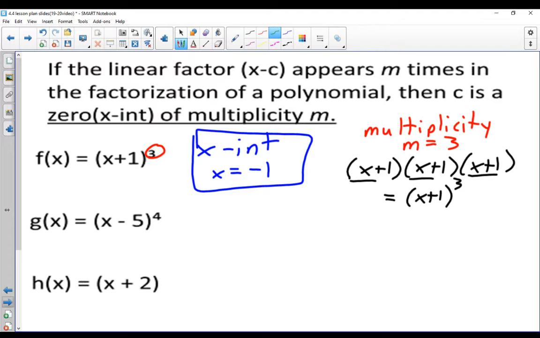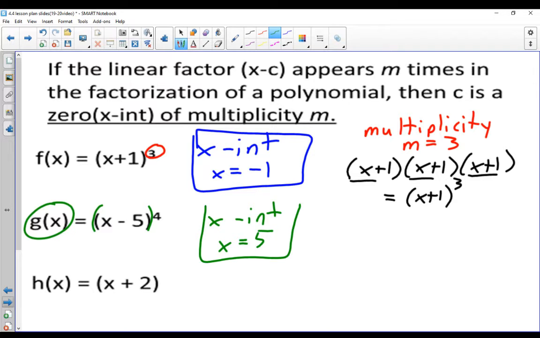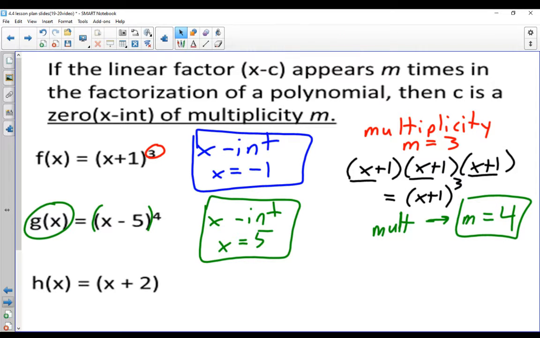Now, let's look at the other two examples. So let's look at this one. We're going to determine two things. The x-intercept, which in this case, if you take your factor of x minus 5, set it equal to 0, you will get that your x-intercept will be positive 5. And then next step, your multiplicity. And your multiplicity, again, is always determined by the power. Or in this case, your multiplicity will be 4 for this example.